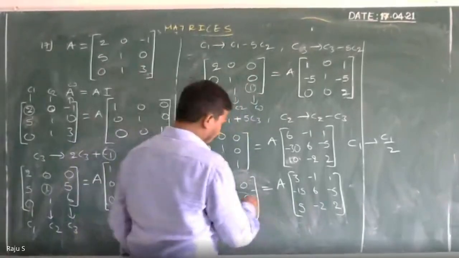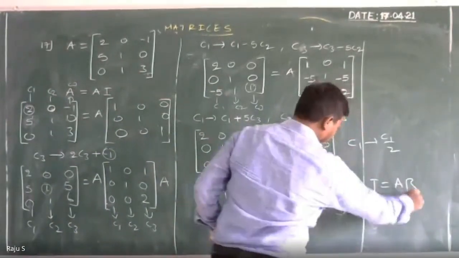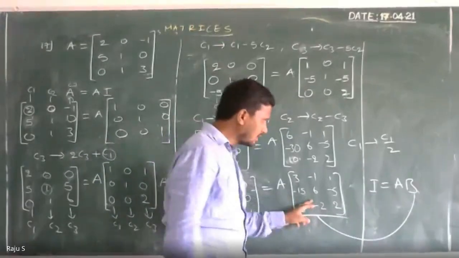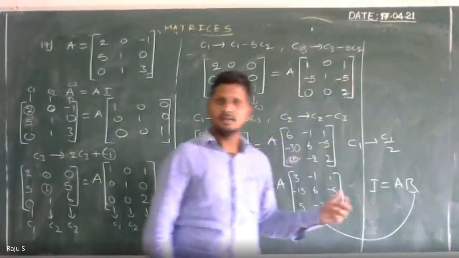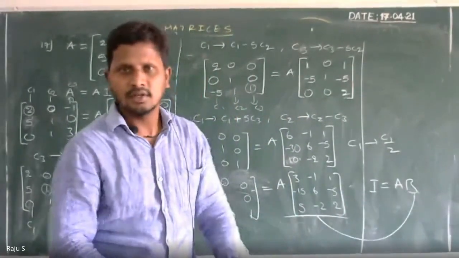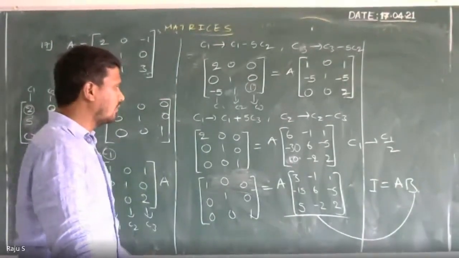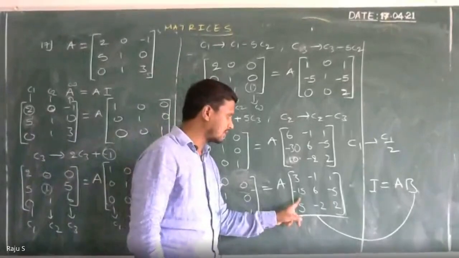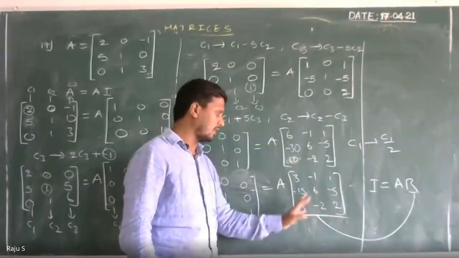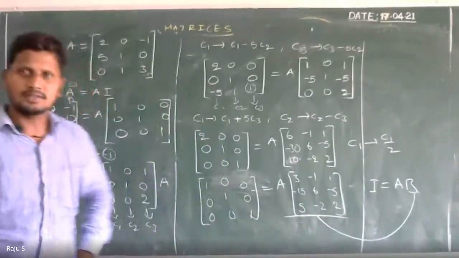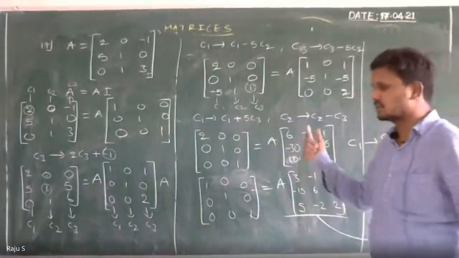See, this is in the form where the left side is identity, and the right side is the form of B. So this is the inverse of the given matrix A. The product of the two matrices becomes identity, so the two matrices are inverse to each other. Therefore, the required inverse of the given matrix is 3, minus 1, 1; minus 15, 6, minus 5; 5, minus 2, 2. Like that you can write. So in this way, we can find the inverse of a matrix by using transformation.